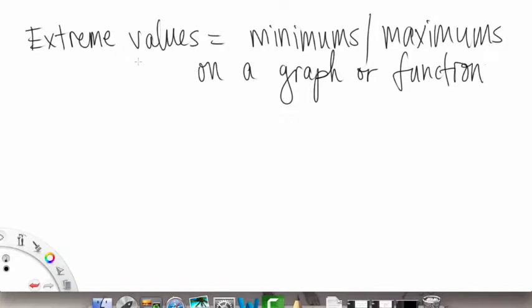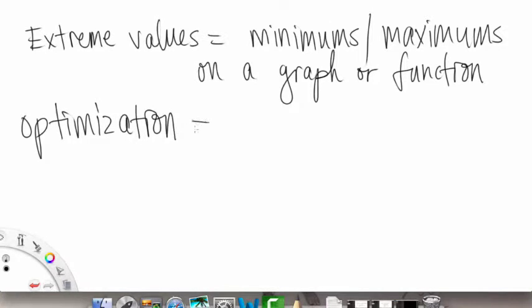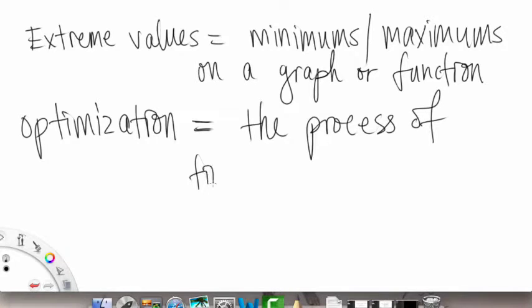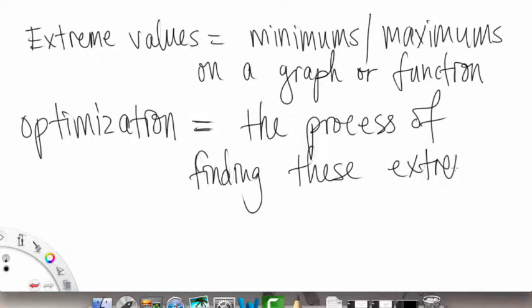Okay, and optimization, this is a kind of new word, optimization. This isn't just thinking hopefully or positively, but it is the process of finding these extrema. Alright, so those are the two definitions, and that's basically the overarching concept of this video.